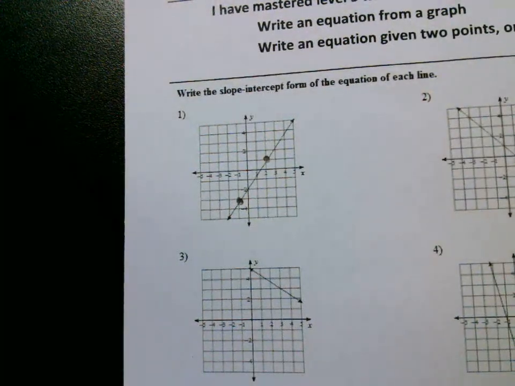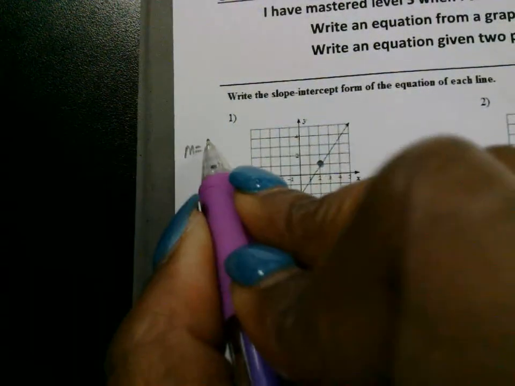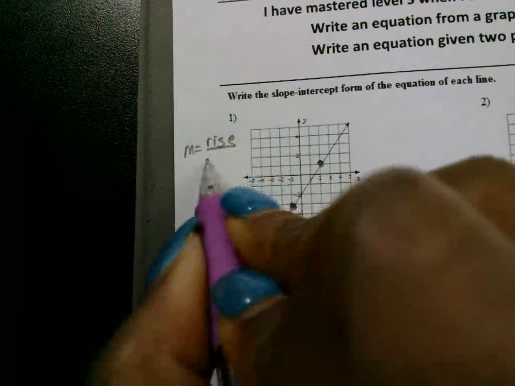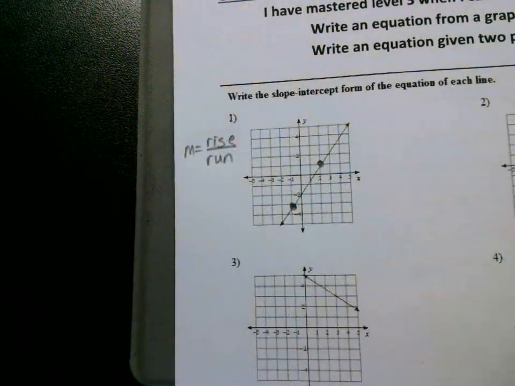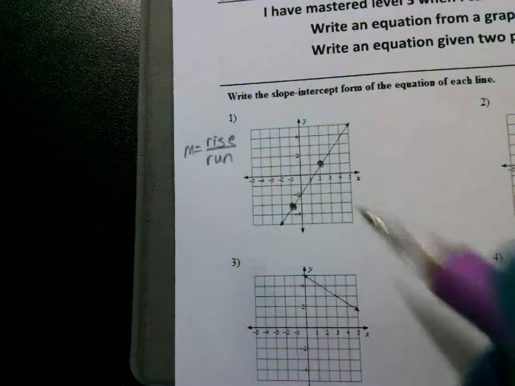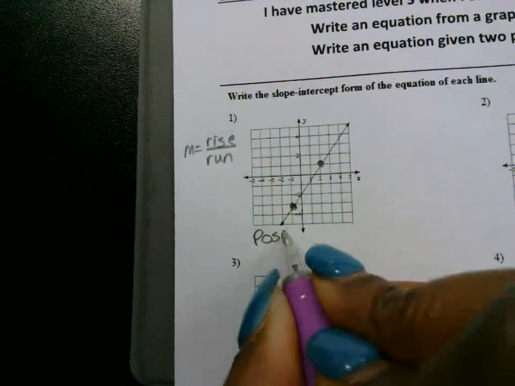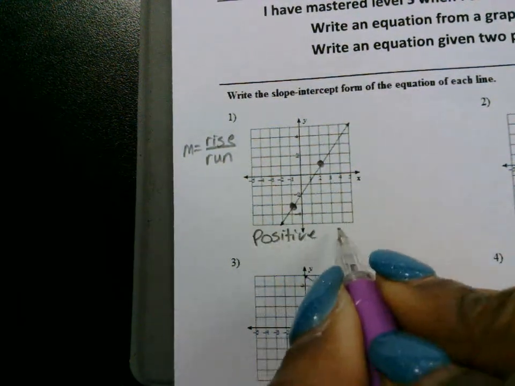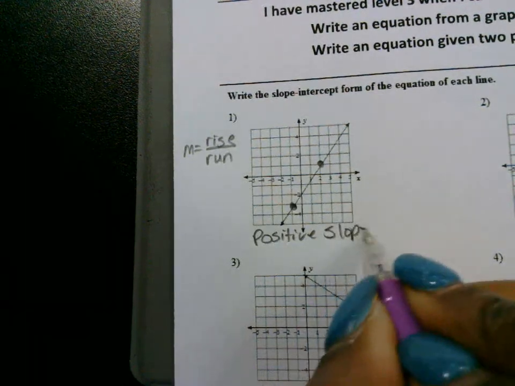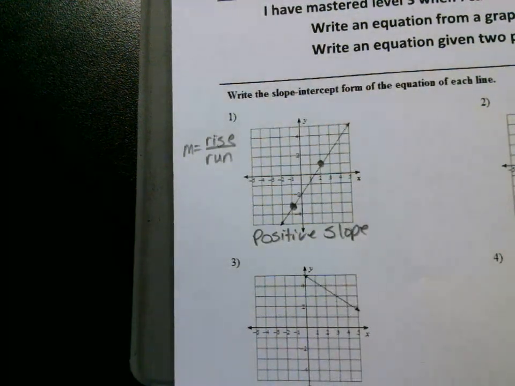So now we're going to count rise over run. How far you go up or down and how far you go to the left or right. What kind of slope is this, by the way? Positive or negative? Why is it a positive slope? From left to right, the line is going up. Very good.